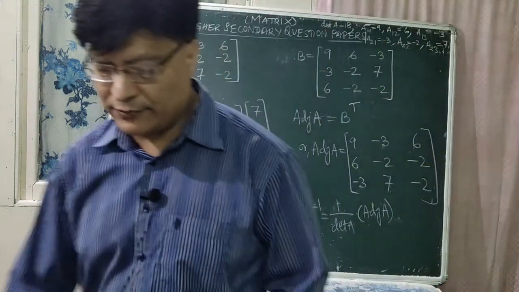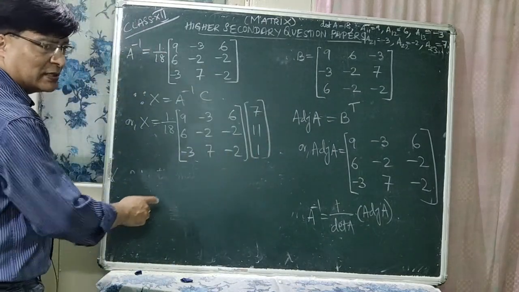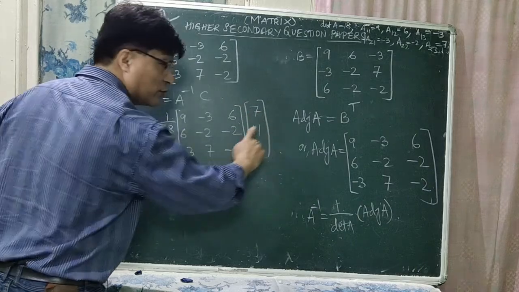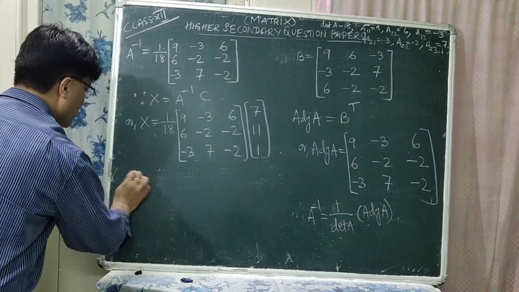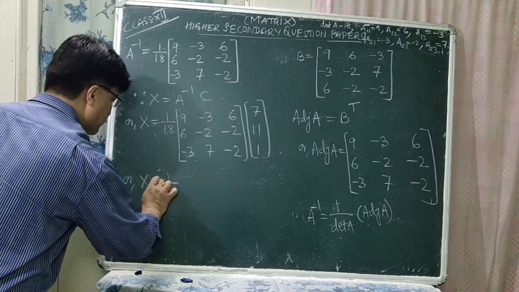Now let us simplify it further. You can multiply these two matrices. For the first matrix, 3 columns. For the second matrix, 3 rows. Number of columns is equal to number of rows, so you can multiply them. Okay? So X is equal to 1 upon 18.